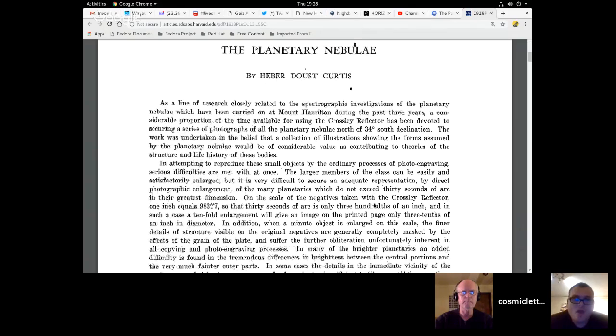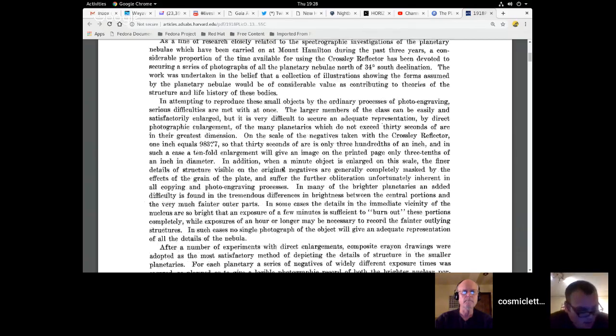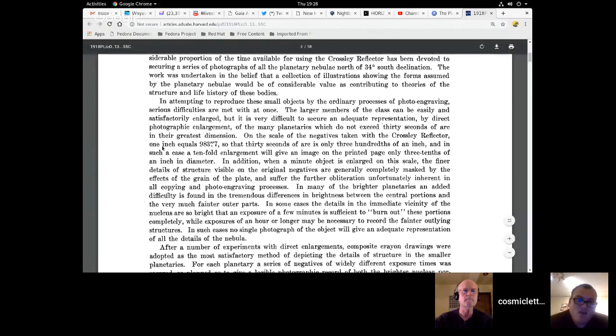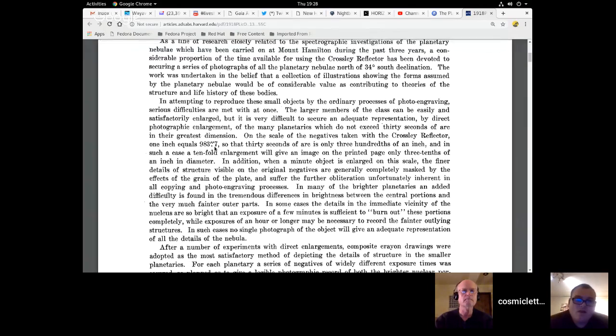So let's see. So here's sort of a pixel scale, right? One inch on the negative equals almost 1,000 arc seconds. So 30 arc seconds is 3/100ths of an inch. And of course, they can enlarge that.